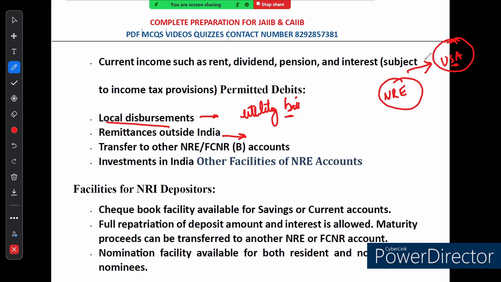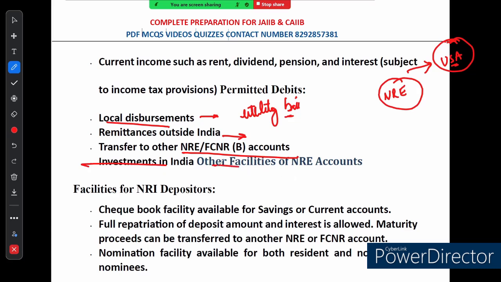The next thing is transfer to other NRI or FCNRB account. Just like with the credit, you can also transfer money from your NRI account to another NRI or FCNRB account. This gives you flexibility in managing your finances. And the last thing is investment in India. You can use your NRI account to make investments in India, whether it is mutual fund, shares or any other financial products. This allows NRIs to take advantage of investment opportunities in the Indian market.